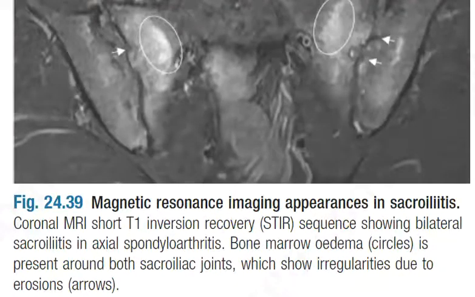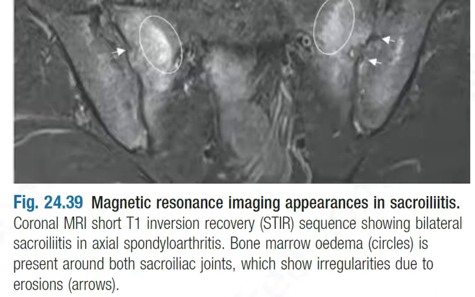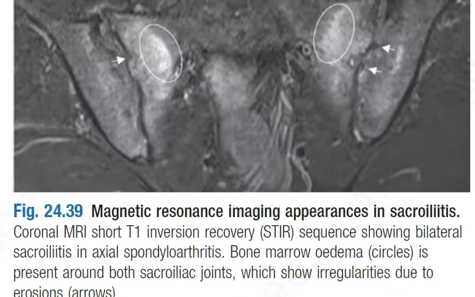This figure shows magnetic resonance imaging appearances in sacroiliitis. Coronal MRI short T1 inversion recovery (STIR) sequence showing bilateral sacroiliitis in axial spondyloarthritis. Bone marrow edema, circled, is present around both sacroiliac joints, which show irregularities due to erosions.